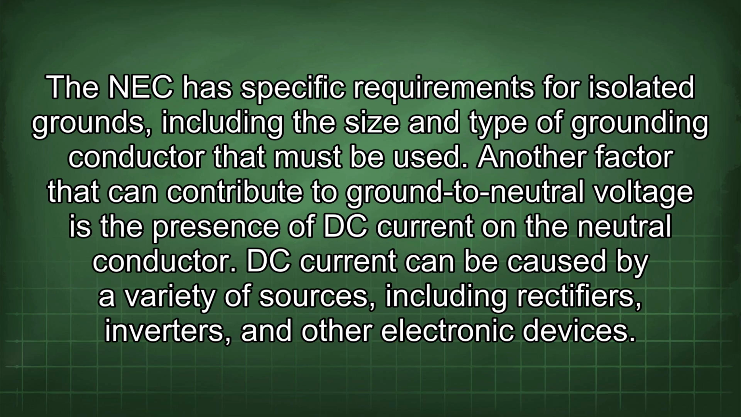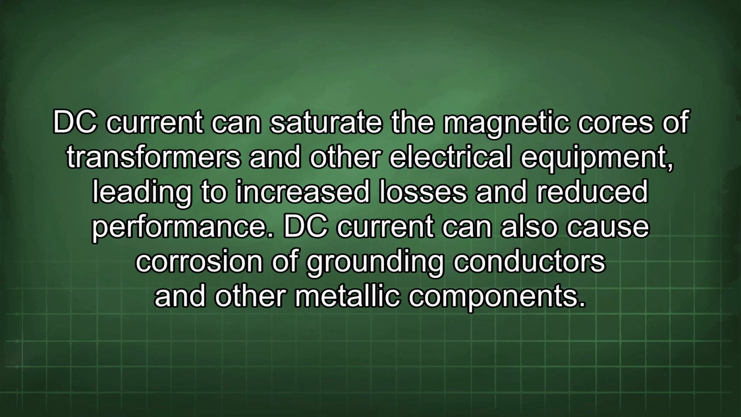on the neutral conductor. DC current can be caused by a variety of sources, including rectifiers, inverters, and other electronic devices. DC current can saturate the magnetic cores of transformers and other electrical equipment, leading to increased losses and reduced performance. DC current can also cause corrosion of grounding conductors and other metallic components.